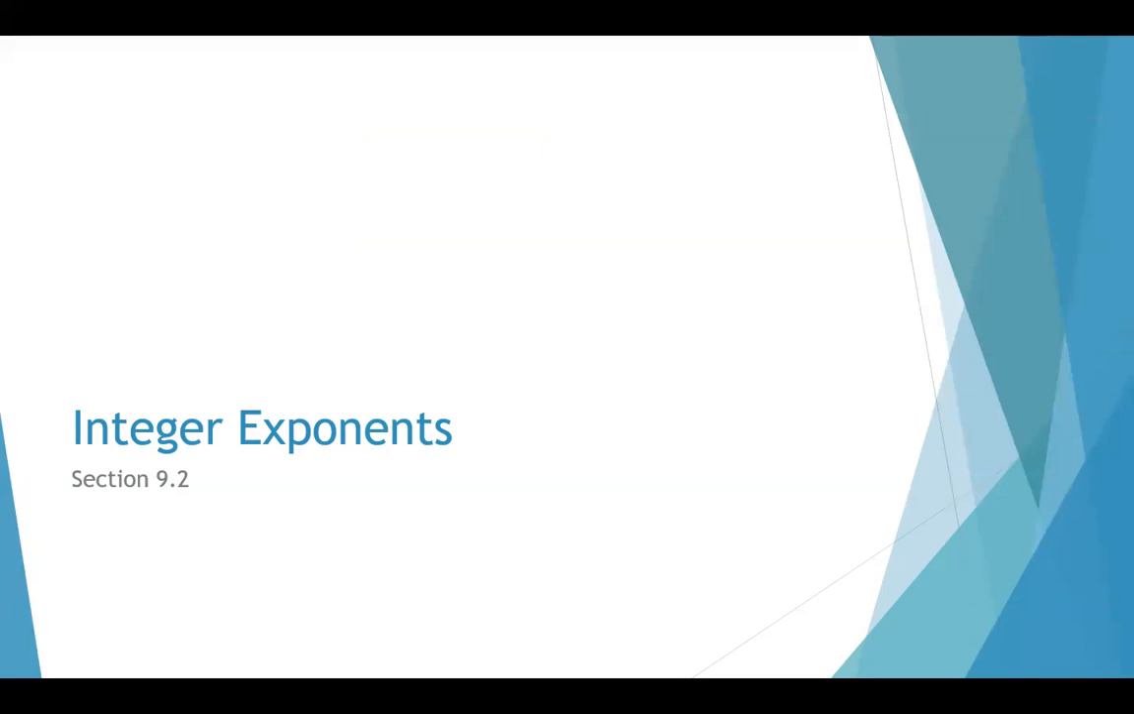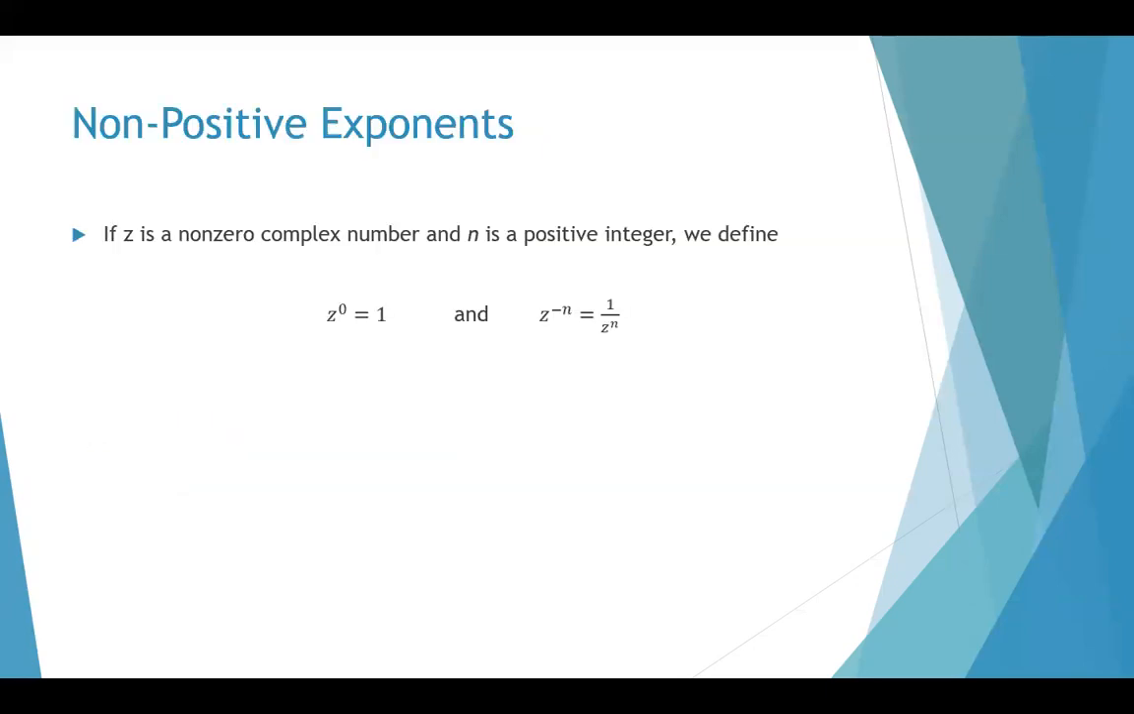Integer exponents. So integer exponents are fairly straightforward. We've already talked about whole numbers, so we're just going to focus on the zero and on negative exponents. In this case, we have z as a non-zero complex number, and n is a positive integer. So negative n would be negative. We define z to the power of 0 to equal 1, and z to the power of negative n to equal 1 over z to the n.